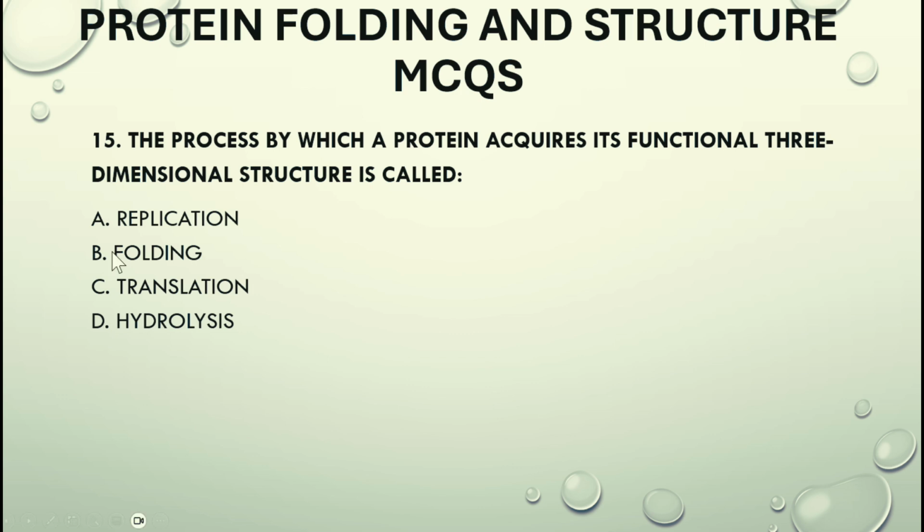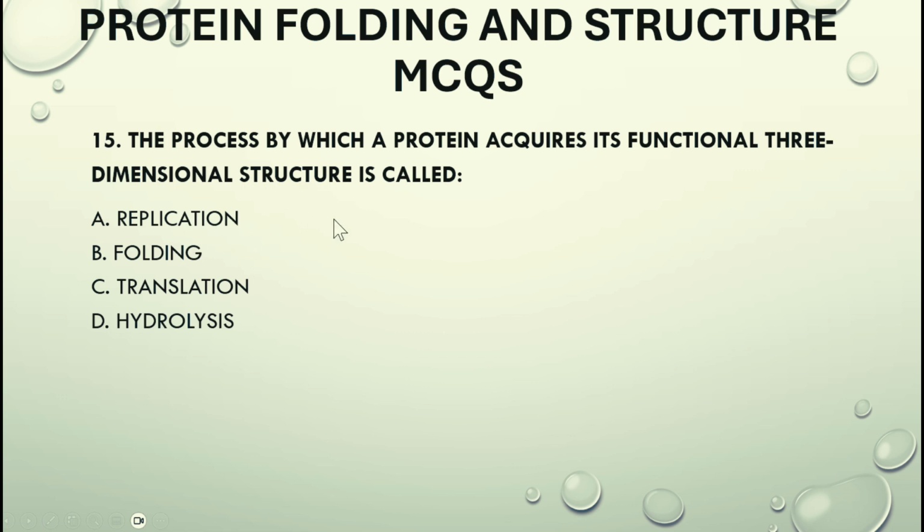Number 15. The process by which a protein acquires its functional three-dimensional structure is called A. Replication, B. Folding, C. Translation, D. Hydrolysis. The correct option is B. Protein folding. Protein folding is essential for biological activity.